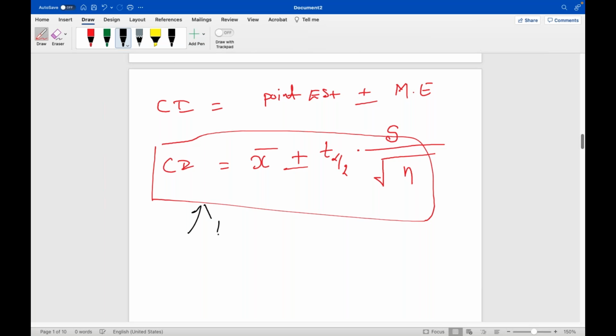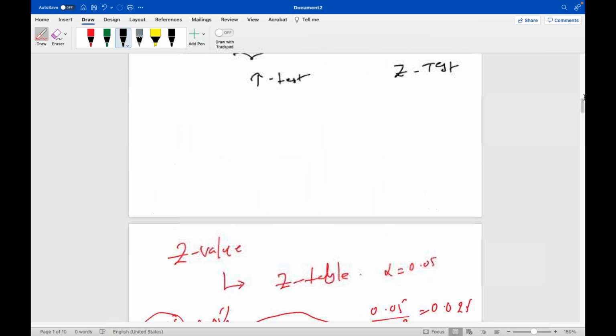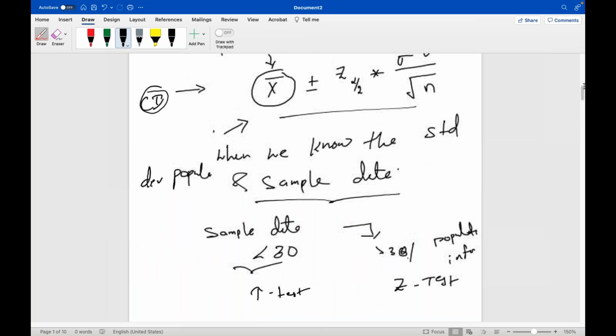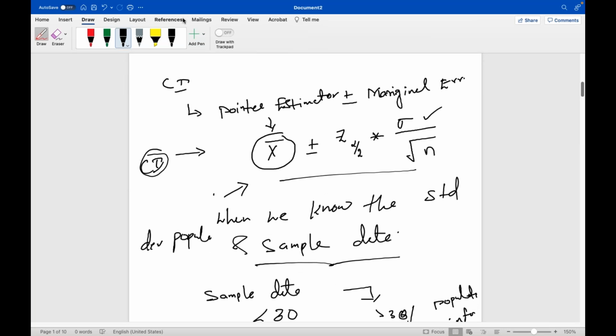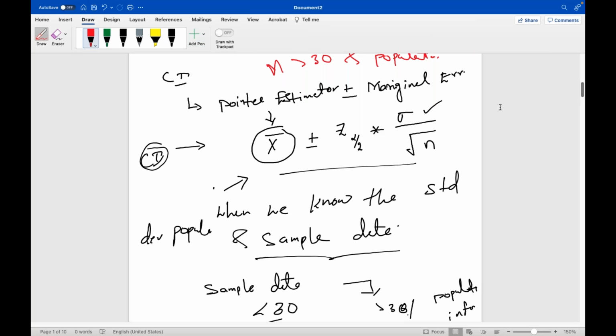We should use this formula when the sample size is less than 30 records and there is unknown information, that is, unknown population. In that situation we can use this formula. And this particular Z formula we can use: x-bar, the mean of the sample, plus or minus Z alpha by 2 into the standard deviation of the population divided by square root of n. We should use this when the sample size is large and I know information about the population. These are the two situations for this formula.